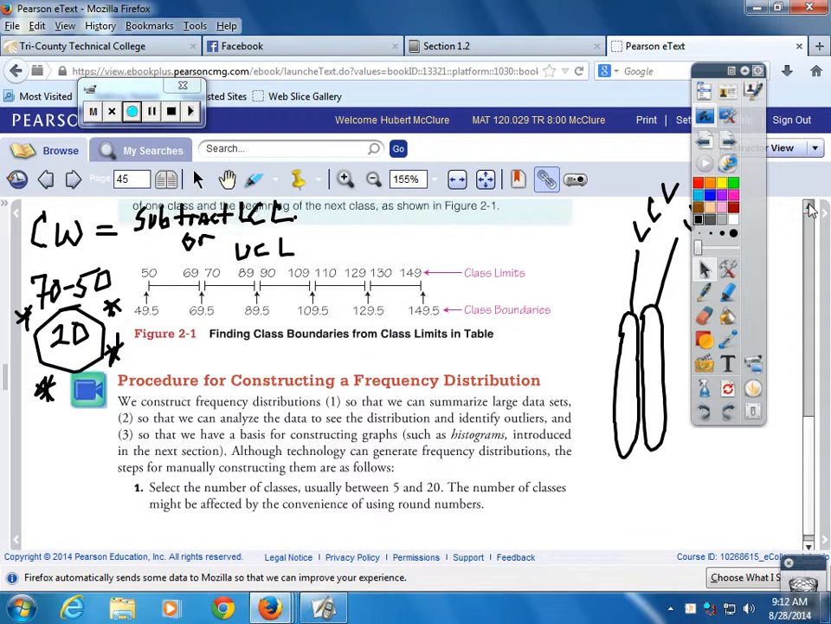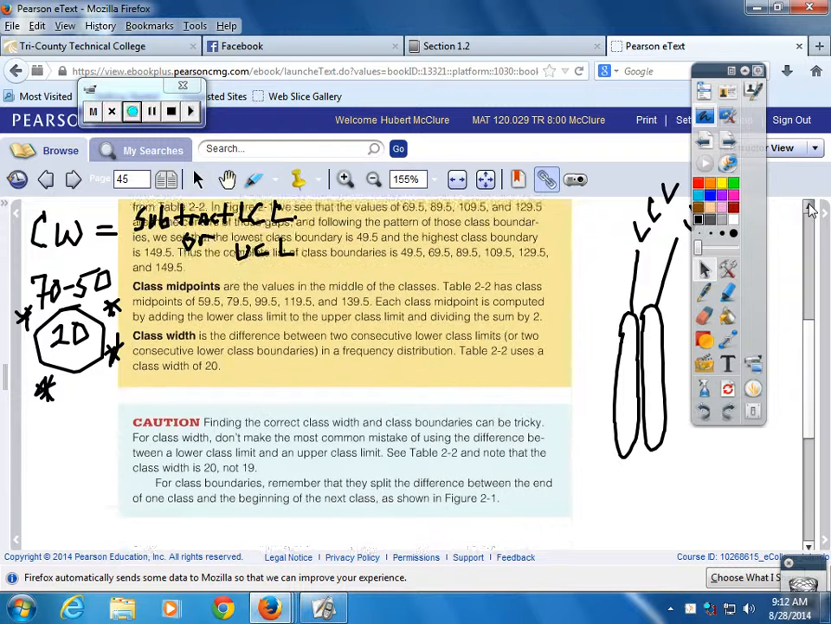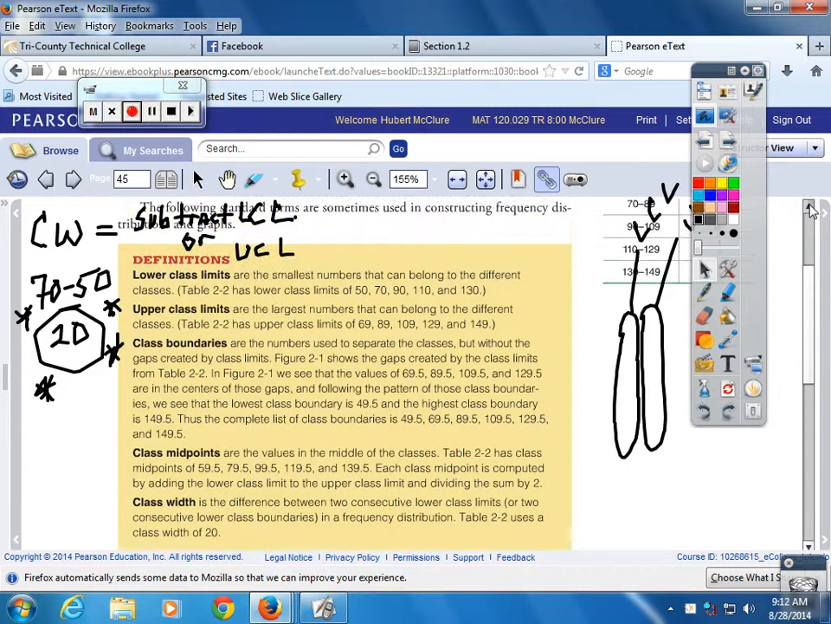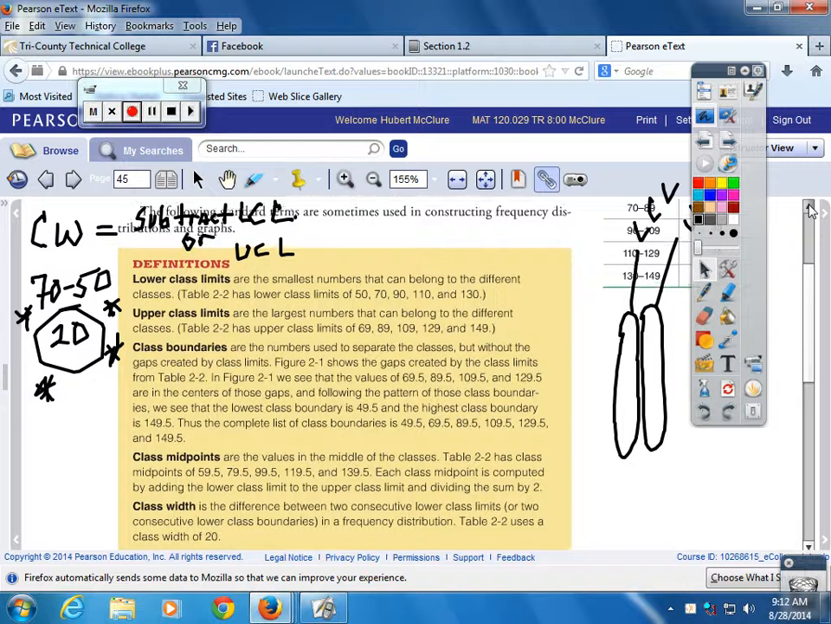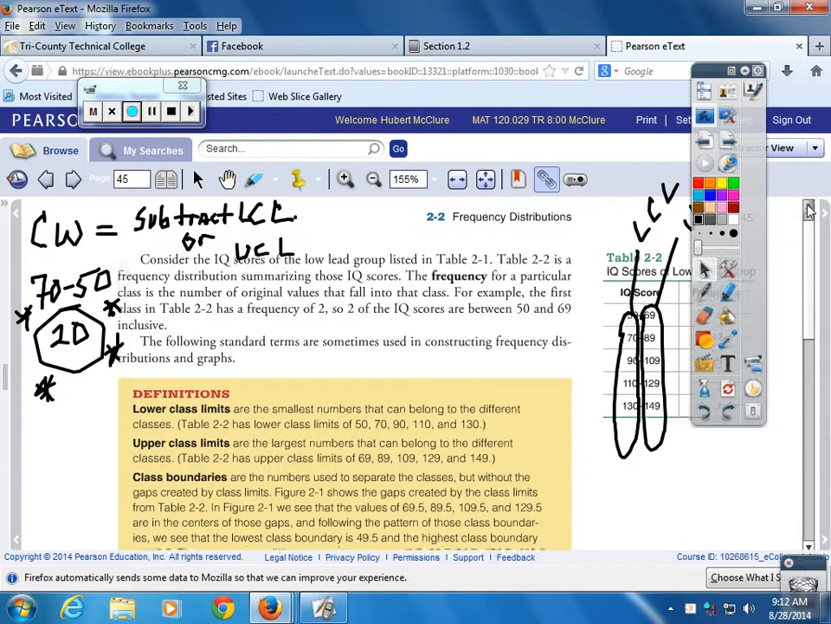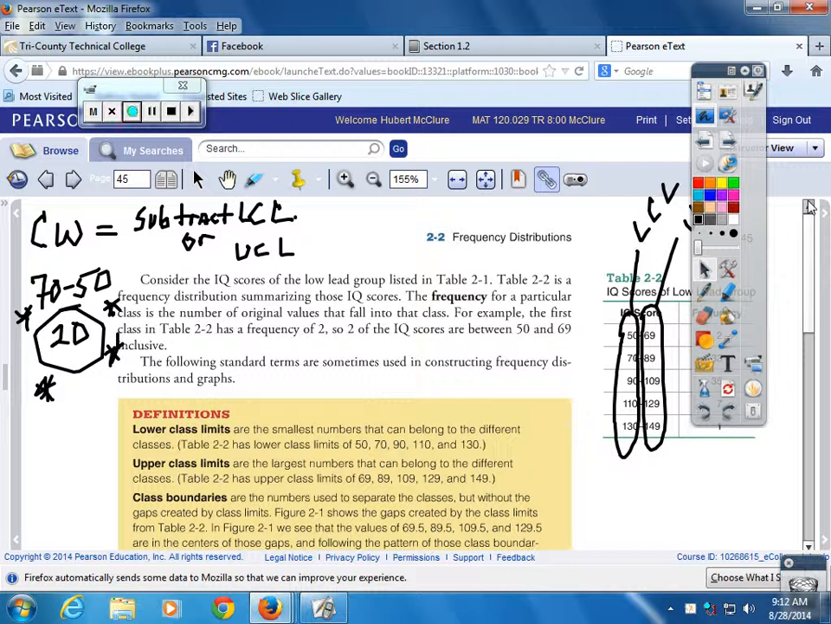How much time do we have left? 10 minutes. What's your question? Where'd you get 70 from? I got a different chart. Oh, you got a different chart? What's your first class? 21 to 30. And what's this one? 31 to 40. All right, subtract the two right here or the two right here. What do you get? 10. Okay, your class width is 10. You subtract the lower class limits or the upper class limits, and take the absolute value.